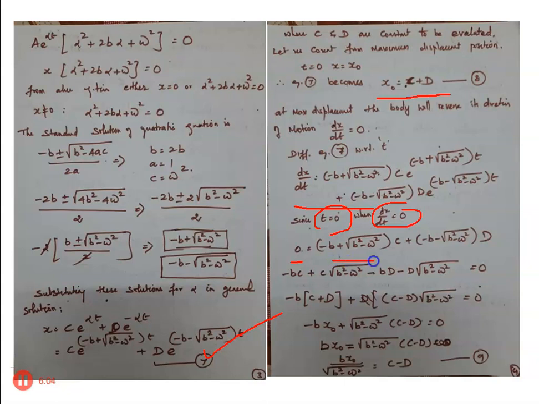Multiply these two values, these two and these two, similarly this and this. When you multiply, you will get 4 terms. So minus b you take as common, c plus d you will get, and square root of b square minus omega square, if you take it common, you will get c minus d. So what is c plus d? X naught, we already got it from the earlier step: x naught is equal to c plus d. So substitute here: minus b x naught plus square root of b square minus omega square into c minus d. So at last you will get the value of c minus d.